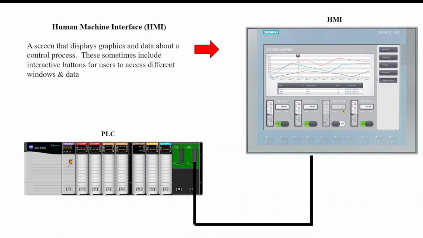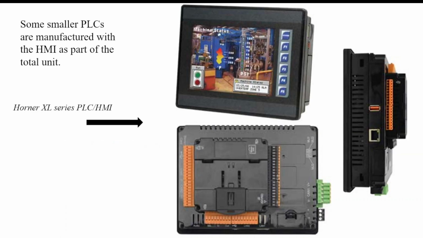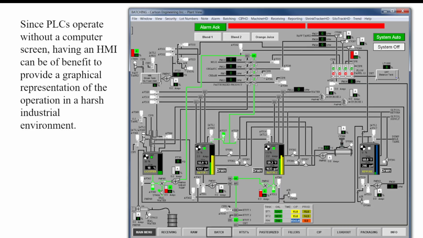Sometimes an HMI or a human-machine interface is used. This is a screen that displays graphics and data about a control process. These sometimes include interactive capacitive touch buttons for users to access different windows and data. Smaller PLCs sometimes are manufactured with an HMI as part of the total unit, such as this Horner XL. Since PLCs operate without a computer screen typically, having an HMI can be of benefit to provide a graphical representation of the operation if it needs to be shown in a harsh industrial environment.